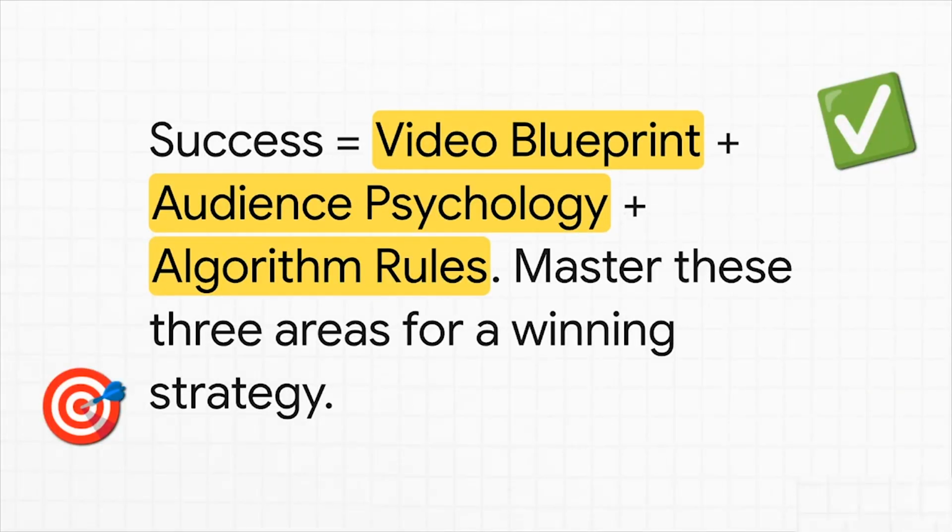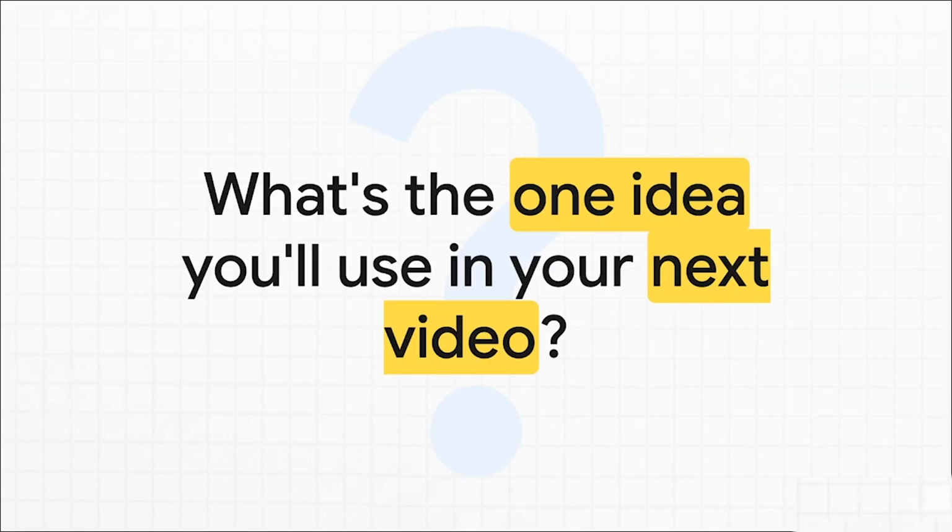So let's bring it all together. Viral success isn't some magic trick. It is a formula. You need a solid video blueprint, plus a deep understanding of human psychology, plus a strategy that works with the current algorithm, not against it. When you get how these three pieces connect, you stop guessing, and you start building a real, repeatable strategy for success. So as we wrap this up, I want to leave you with a question.